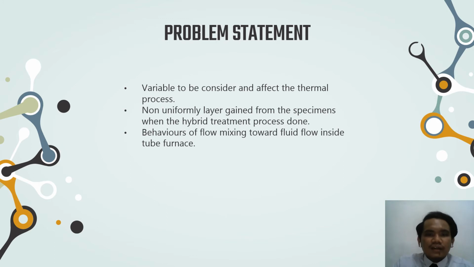Next, non-uniform layer gain by the hybrid process on the specimen. This may happen due to the lack of contact by the fluid flow to the specimen. Moreover, what are the behaviors of flow mixing toward fluid flow inside the horizontal tube furnace?